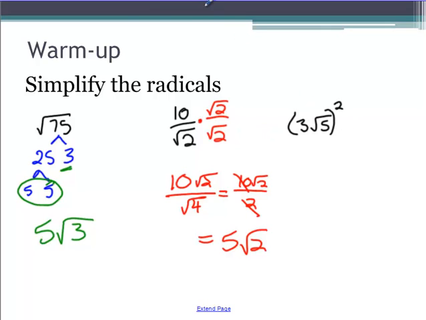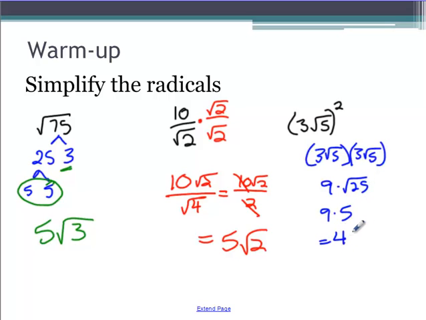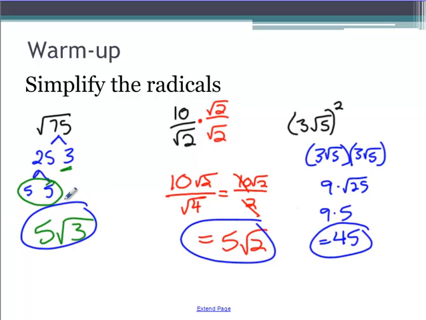And then 3 square root of 5 squared, think of it as 3 square root of 5 times 3 square root of 5. 3 times 3 is 9. Square root of 5 times square root of 5 is square root of 25. Well, that's really 9 times 5, or 45. Alright, so we have 3 different properties that we have to remember from simplifying radicals to be able to do most of what we're doing in 8.3.